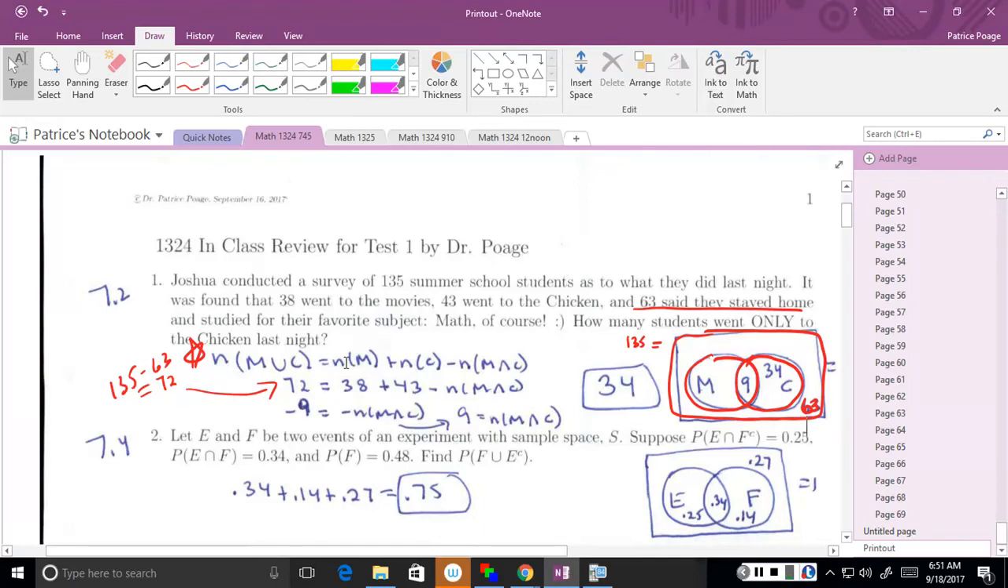And that equals the number who went to the movies, it told me that, was 38. The number who went to the chicken, it told me that one, minus the number who went to both. Subtracting those over, I get negative 9 equals negative the number in the intersection, so 9 will go right there in the middle. But the question says how many students went only to the chicken. So I go back, 43 went to the chicken, so 43 minus those 9 give me 34 students who went only to the chicken and nothing else.